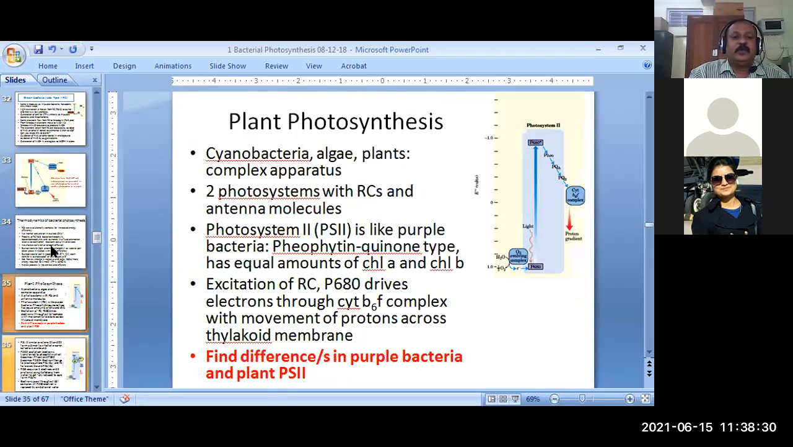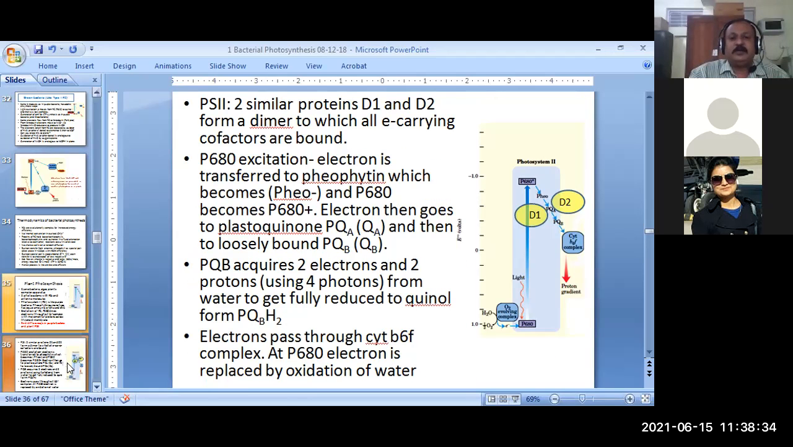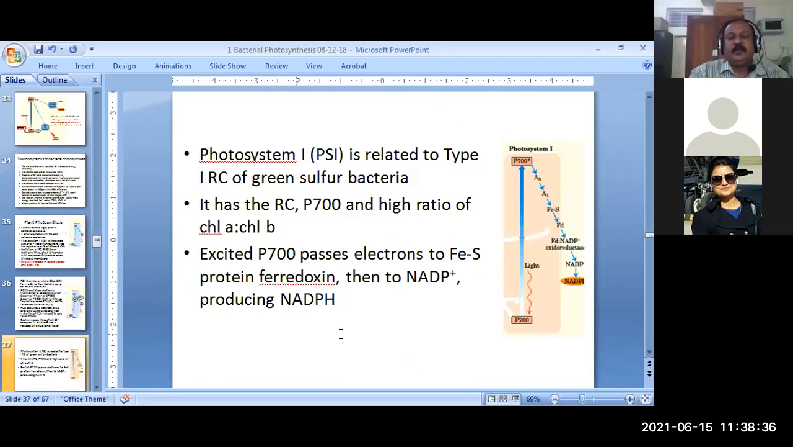Okay, then let us go to the next slide. Then we go to the next photosystem, which is present in the plant, and that is photosystem 1. We have already seen photosystem 2 of the plants, and now we are going to see photosystem 1, which is present in the plants.